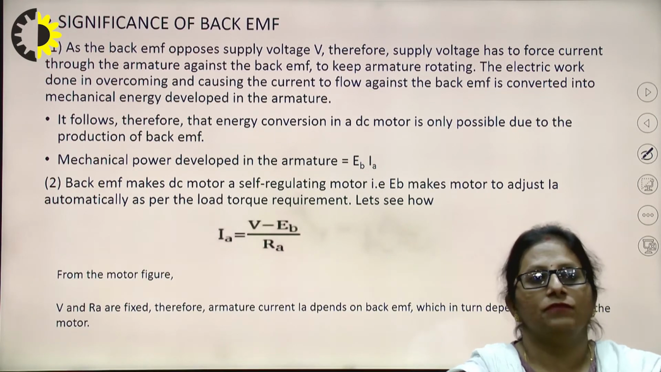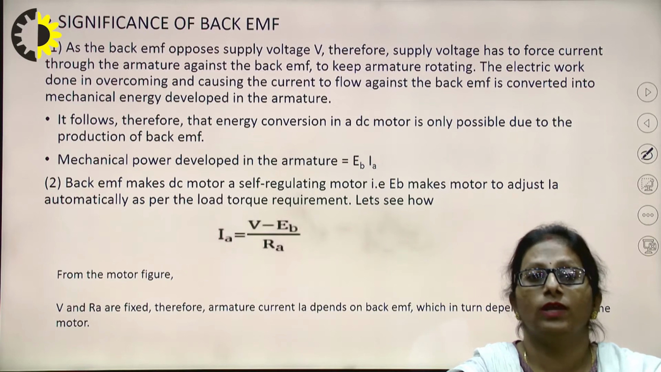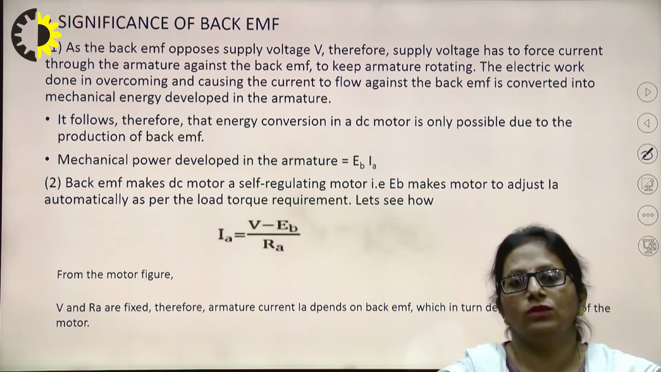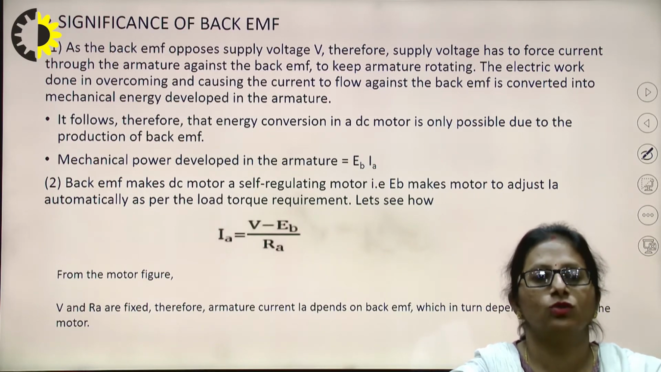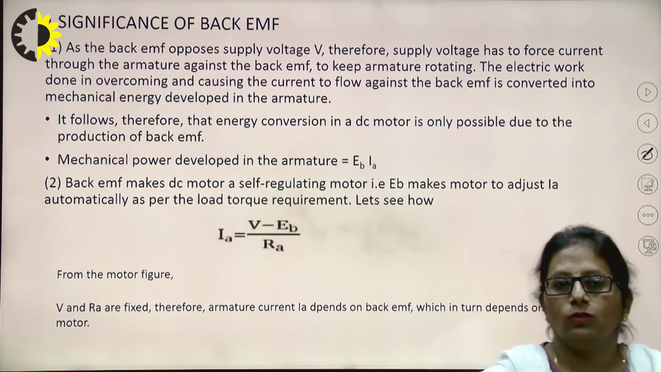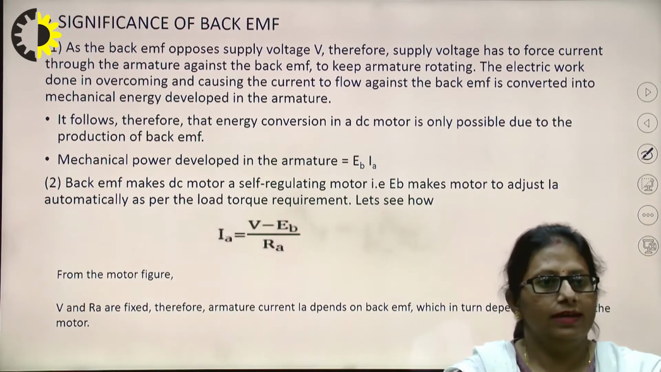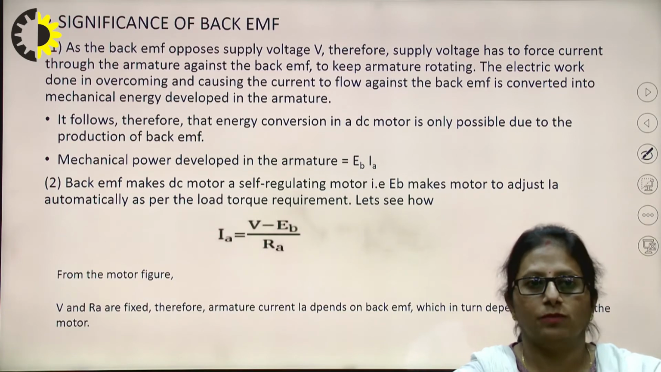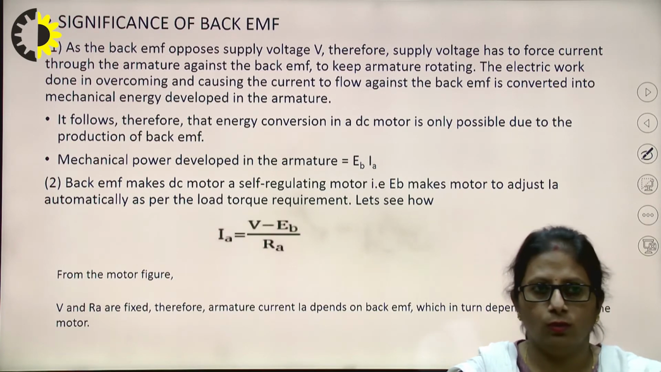The second significance is that the back EMF makes the DC motor a self-regulating motor. That is, the back EMF makes the motor adjust the armature current automatically as per the load torque requirement. We can see that, right? As we know, the armature current is given by V minus EB upon RA, where V and RA are fixed. Therefore, the armature current IA depends upon the back EMF, which in turn depends upon the speed of the motor, right?